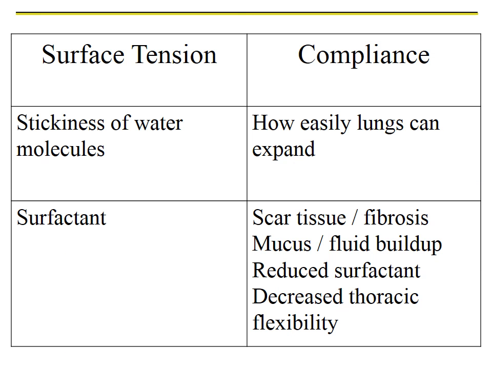Remember, we reduce surface tension with surfactant. Anything that interferes with that process causes resistance, as will anything that interferes with the lungs' ability to expand and recoil. Here you see scar tissue, mucus building, reduced surfactant, and decreased thoracic flexibility as contributing factors to compliance.